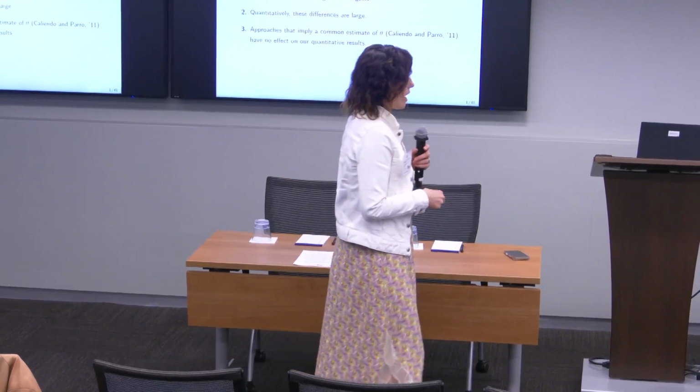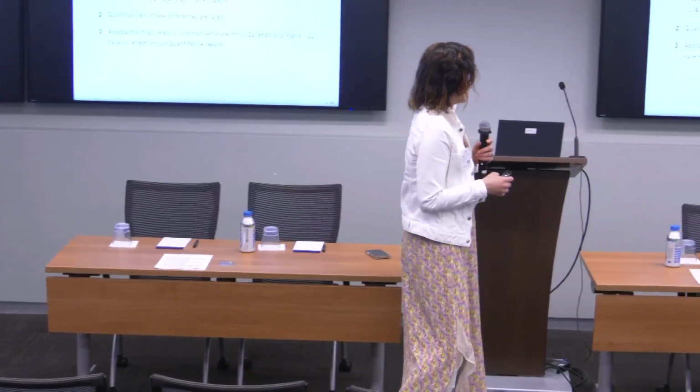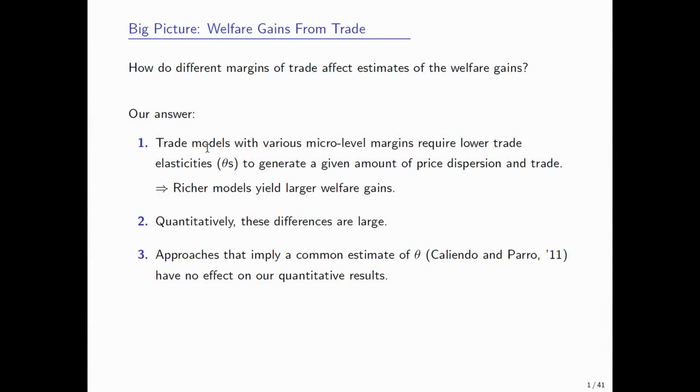Okay. So our answer to this will be somewhat different. We will argue that different trade models that have different micro-level margins will actually require lower trade elasticities, or thetas, in order to generate the same amount of price dispersion and trade. So in a nutshell, think models are different. They have different predictions about the price dispersion. So if you want to hit the same moment in the data, the estimate of the trade elasticity, the parameter that generates these moments, is different across the models.